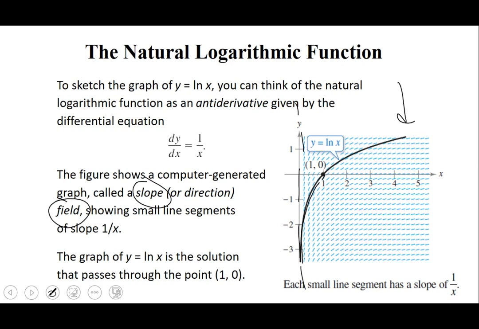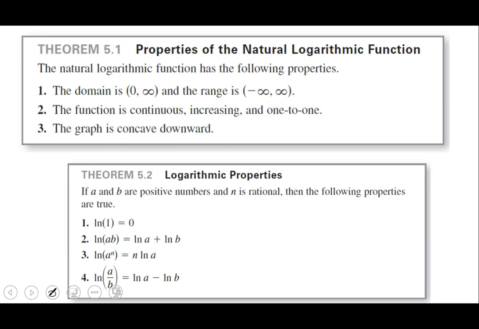If you were to generate a slope field for the ln function, each of those little segments would actually have a slope of 1 over x, which is another reason why there is a connection between 1 over x and the ln of x. A couple other things to remember here.